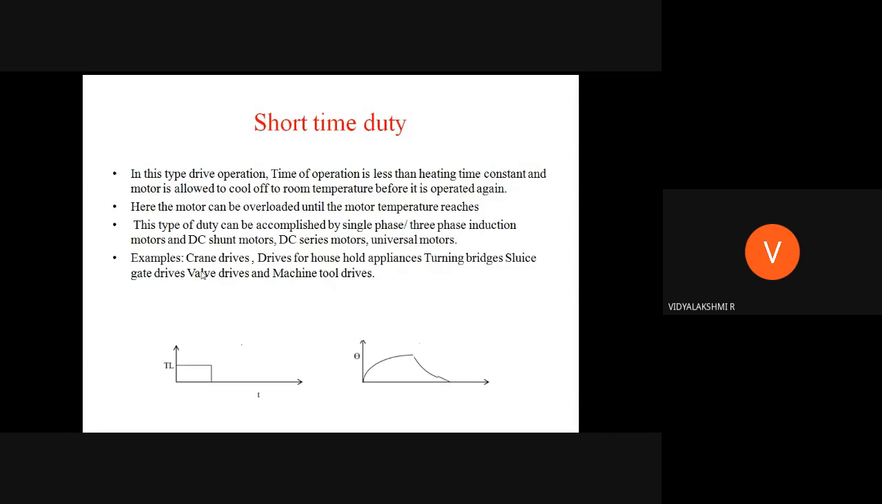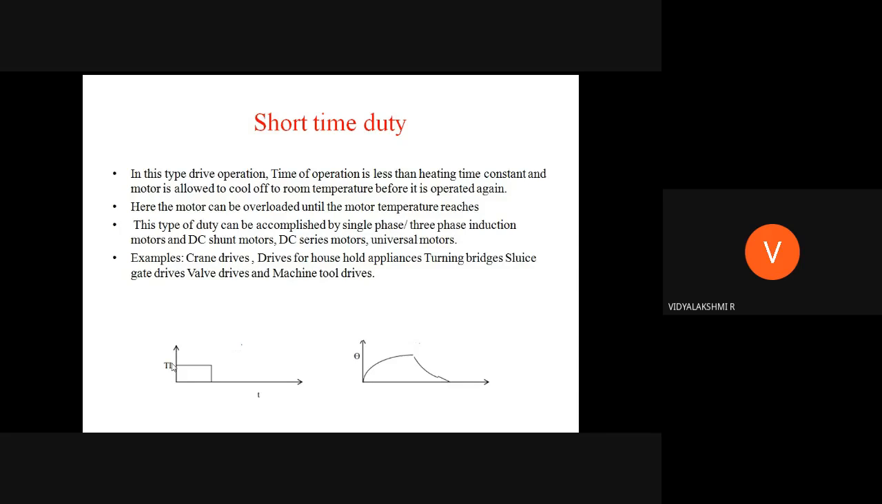Short time duty is nothing but we can run the drive for a particular short time period. There we use it for starting and then running, and after that I move my drive into the rest position. Looking at this graph, only for this period can I run my drive. After that it comes into the rest position. While drawing my temperature curve, up to this point my temperature keeps varying, so the graph will be like this.